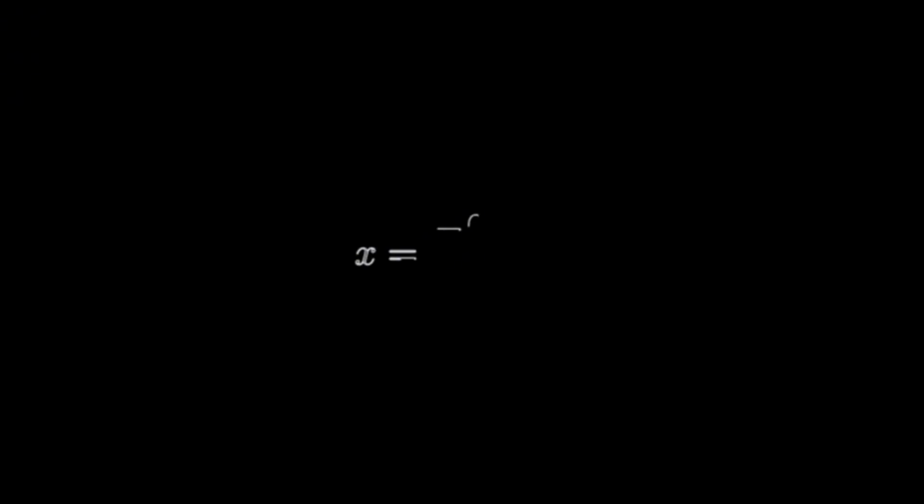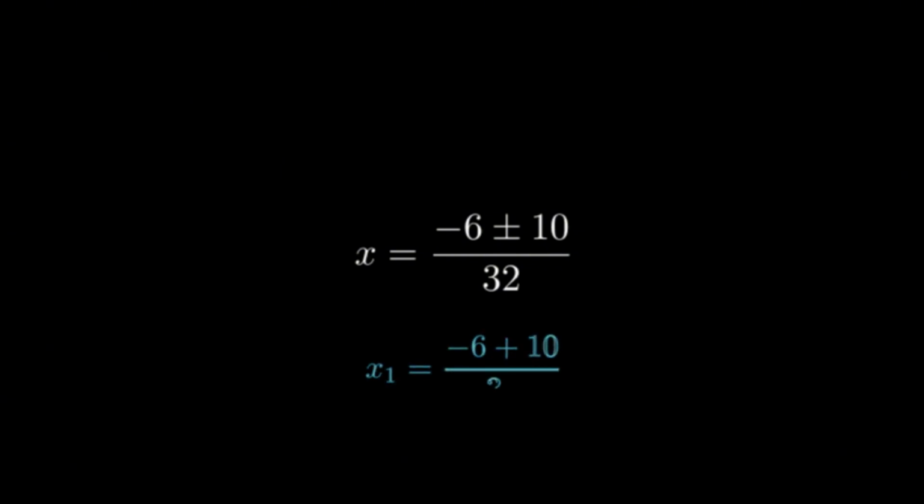From our previous work with the quadratic equation, we found that x equals negative 6 plus or minus 10, all divided by 32. Let's solve this expression to find our exact solutions. We need to evaluate both possible values of x by working with the plus or minus sign separately. First, let's solve for when we use the plus sign in the numerator. When we add negative 6 plus 10 in the numerator, we get positive 4. So our fraction becomes 4 divided by 32. To simplify this fraction, we'll divide both the numerator and denominator by their greatest common factor, which is 4. This gives us 1 over 8 as our first solution.